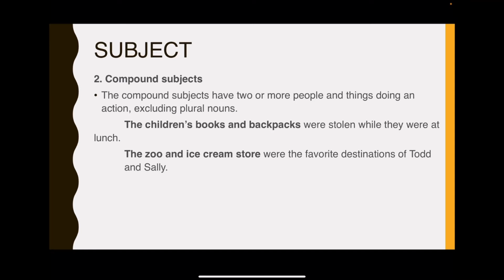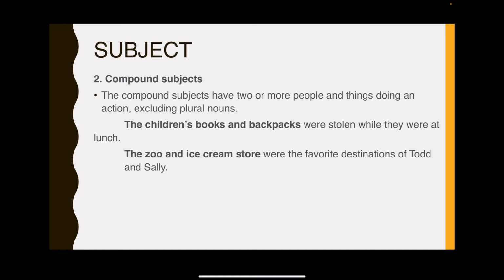In the example, what we have is: the children's books and backpacks were stolen while they were at lunch. So there are two nouns, two subjects here in the first sentence, the word books and the word backpacks. Good. The zoo and ice cream store were the favorite destinations of Todd and Sally. So we have two subjects here in this sentence as well, that is the word zoo and ice cream store.